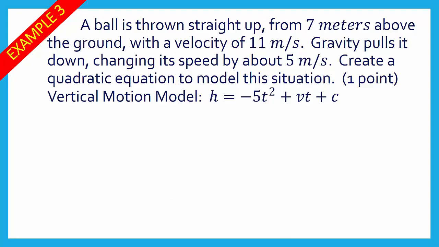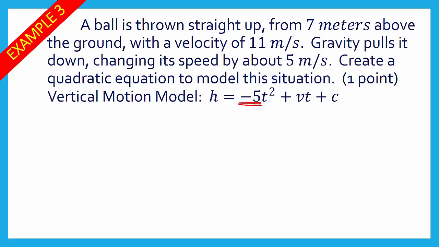Third example. A ball is thrown straight up from 7 meters above the ground with a velocity of 11 meters per second. Gravity pulls it down, changing its speed by about 5 meters per second. Create a quadratic equation to model this situation. Okay, vertical motion model again. Notice this changed from a negative 16, so we kind of gave you that.